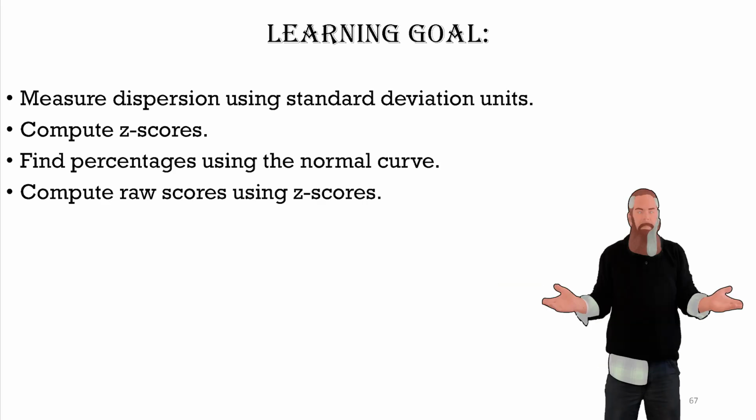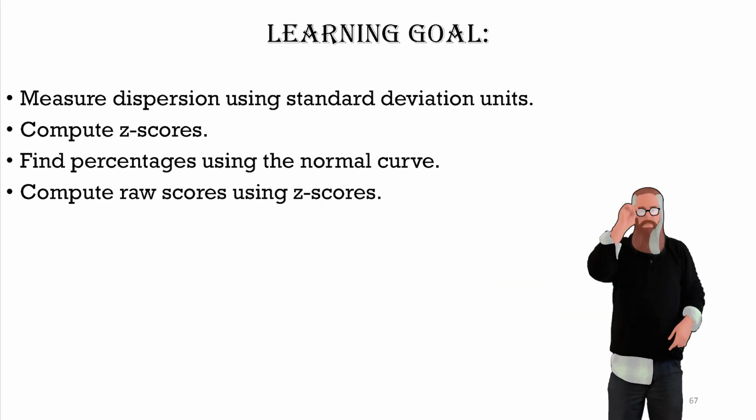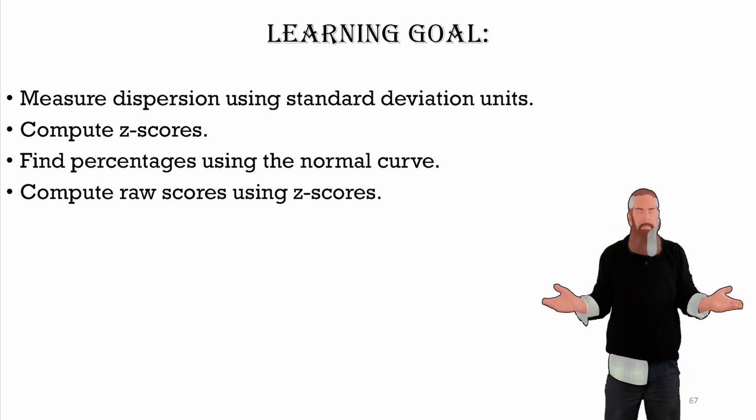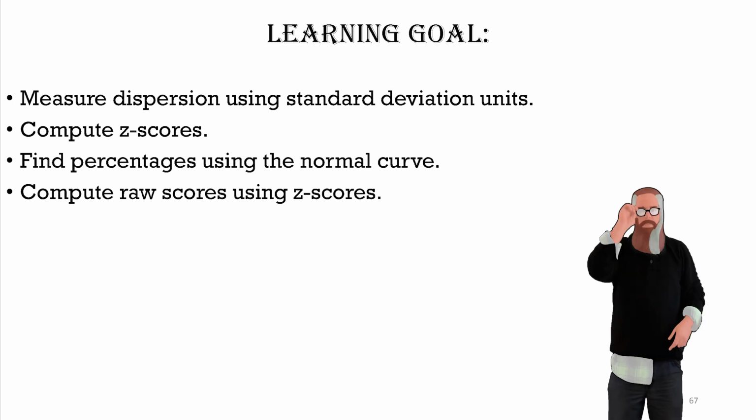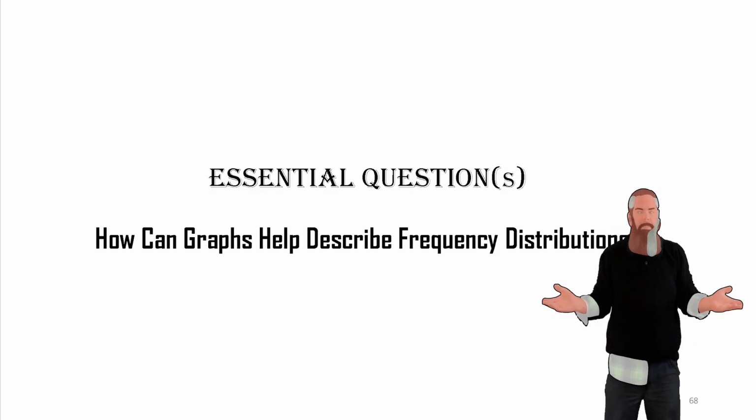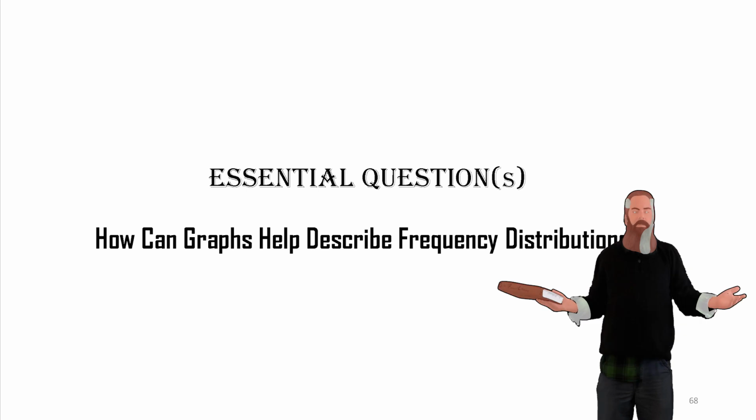In this lesson, we're going to measure dispersion using standard deviation units. We're going to compute z-scores. We're going to find percentages using the normal curve. And we're going to compute raw scores using z-scores. All to be able to answer the question, how can graphs help describe frequency distributions?